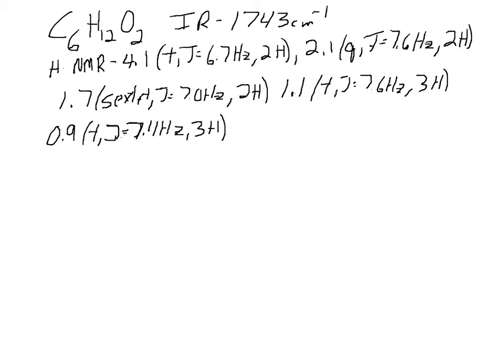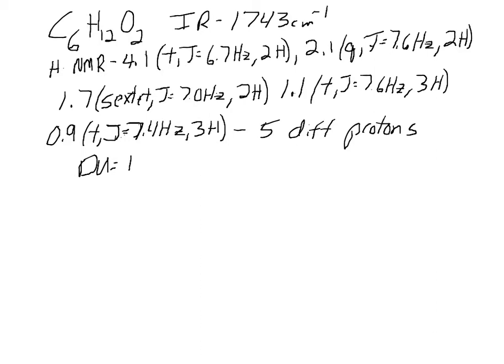All right. So how many different types of signals do we have? So how many different types of protons must we have? So we have 5 different protons, different signals. Degrees of unsaturation. So for degrees of unsaturation, we have 1, which means either 1 pi bond or 1 ring.